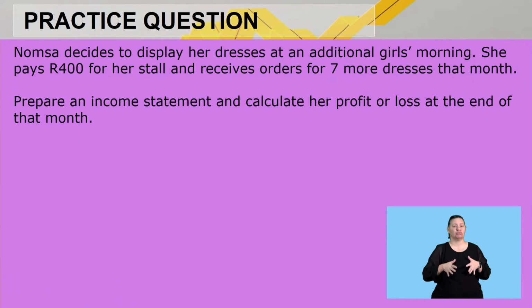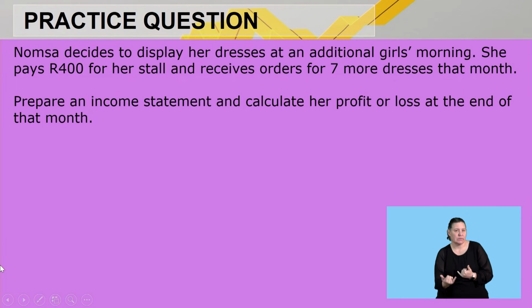Nomsa decides to display her dresses at an additional girls' morning. She pays 400 Rand for her stall and receives orders for 7 more dresses for that month. Prepare an income statement and calculate her profit or loss at the end of that month. So what's happening here is Nomsa saw that she's making a loss and now she's making a plan, and that is how it works in real life as well. Sometimes you need to go back to the drawing board.